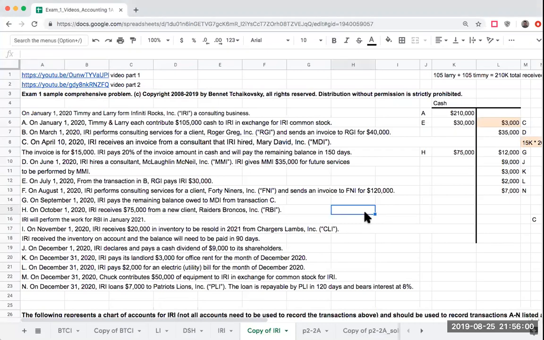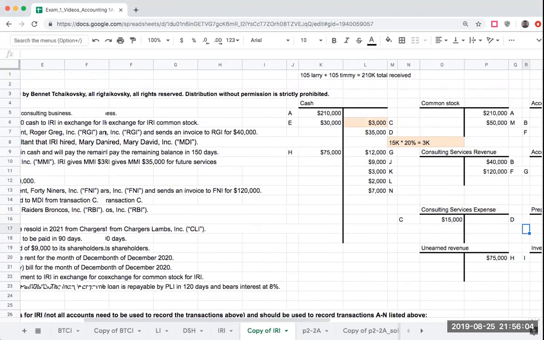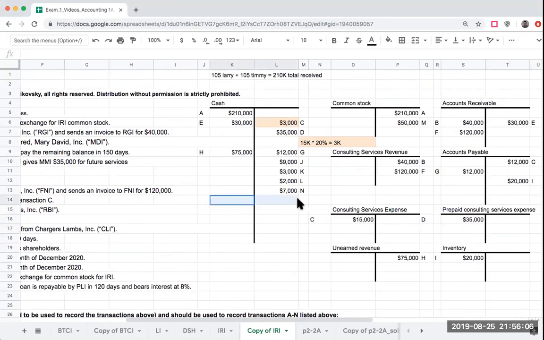Okay. So what I'm going to do is total up the accounts, and that's going to help me get to my trial balance. Any questions so far on transactions A through N? No. Okay. Is this helpful?